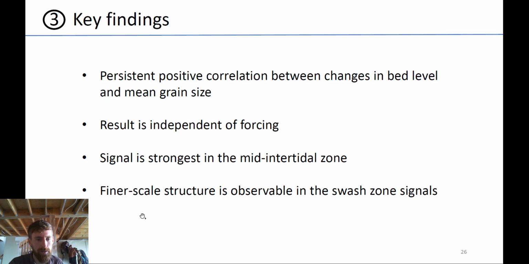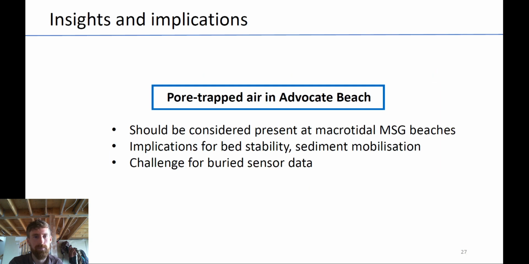And also there were these finer scale structures observable in the signals, which I didn't really get into, but again I think have the potential to lead to some interesting insights given further study. So I'll try to bring this all together a little bit, and talk a bit about what I think are the primary implications of these results.